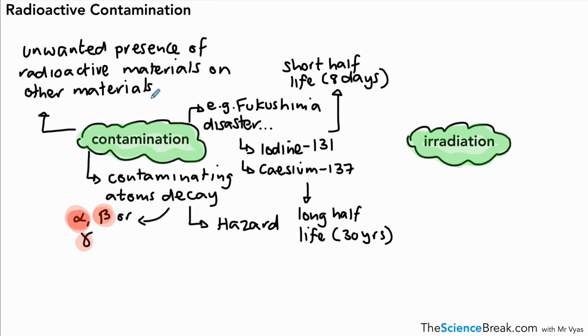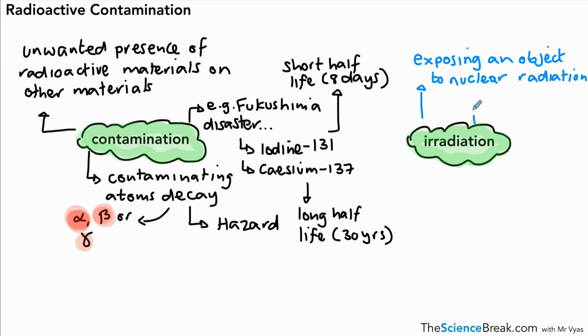Now we can compare that to the idea of irradiation, and irradiation is when we expose an object to nuclear radiation. So it's the exposing of an object to nuclear radiation. Now the key and important thing about irradiation is that once the source of radiation is taken away, it's gone. The radiation is gone and the object does not become radioactive. It does not leave the object radioactive after the radiation is gone, which is different to contamination.